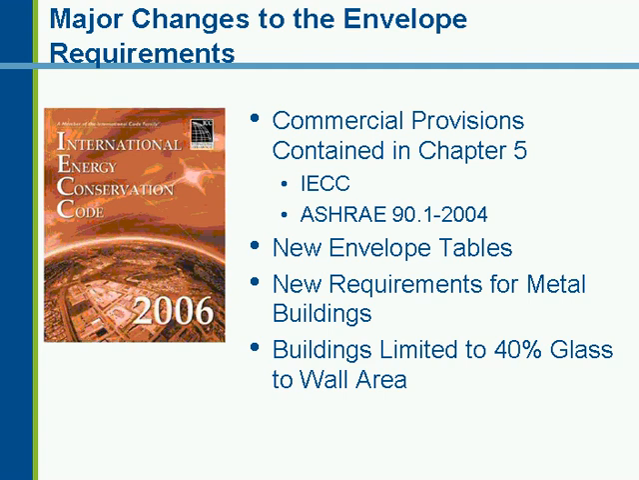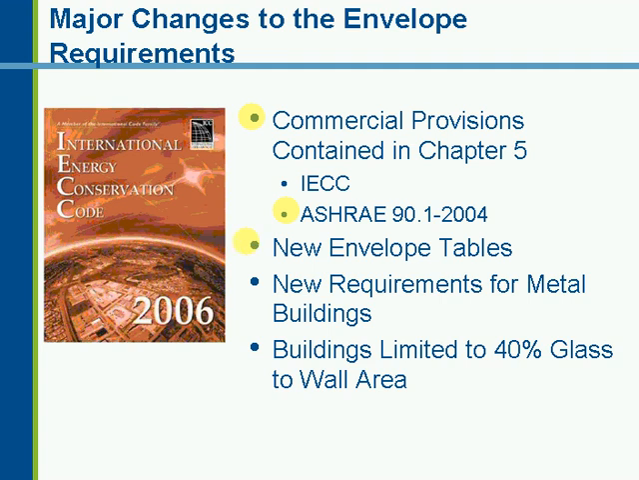Today we're going to be looking at a few things, and we'll focus on some of the major changes. One is obviously the commercial provisions contained in Chapter 5 of the IECC. That will be the basis for this discussion. And we'll also briefly discuss some of the ASHRAE 90.1-2004 provisions, because you are allowed to go to 90.1-2004 at any time instead of complying with Chapter 5 of the IECC.